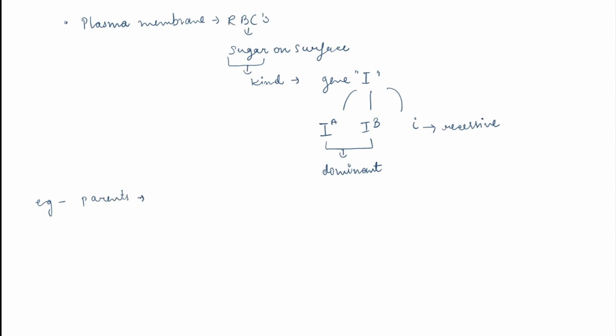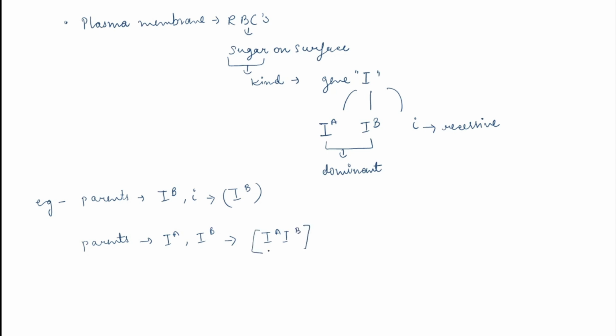So let's just consider an example where parents have IB and small i. So the resultant in this condition will be IB. Now whereas when parents have both the IA and IB, the resultant expression would be IA and IB.